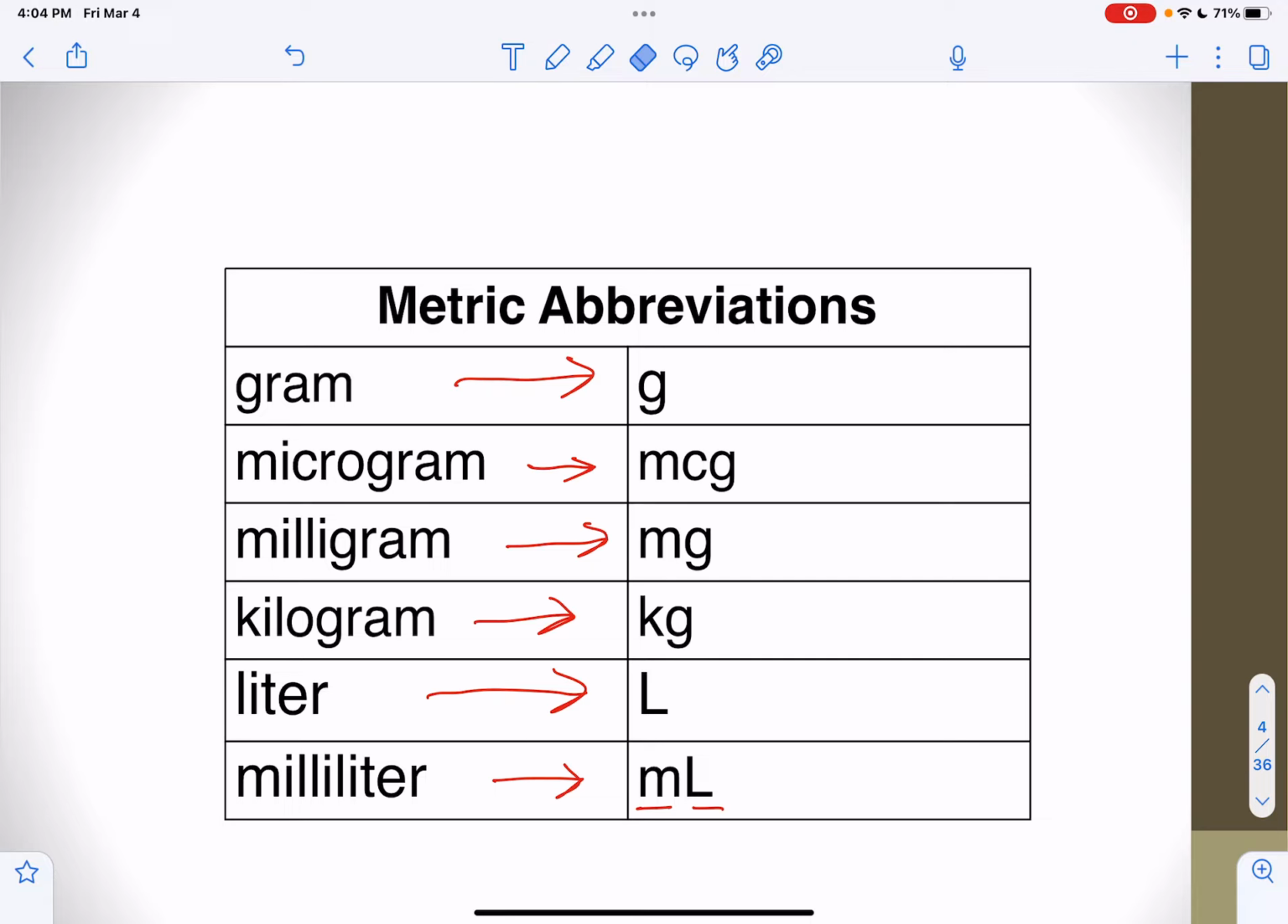The gram is abbreviated as a little g. The microgram is mcg. The milligram is mg. That's what we use all the time, right? Kilogram is kg. Liter is a capital L, a big L. And milliliter is a small m and then that capital L for liter.